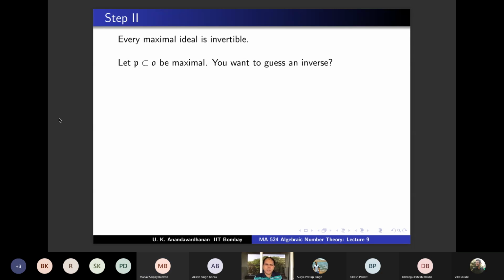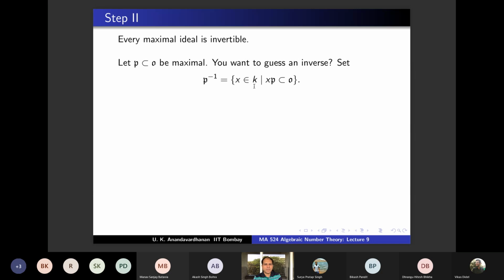Okay, so take a guess. I mean, once I say it, it looks obvious. Not obvious, but we will do it. So this should be the notation, you agree, right? Because after all, it's going to be the inverse of P. Okay, so let's fix this notation. This is the set of all x in K, your quotient field, such that x times P is contained in O.